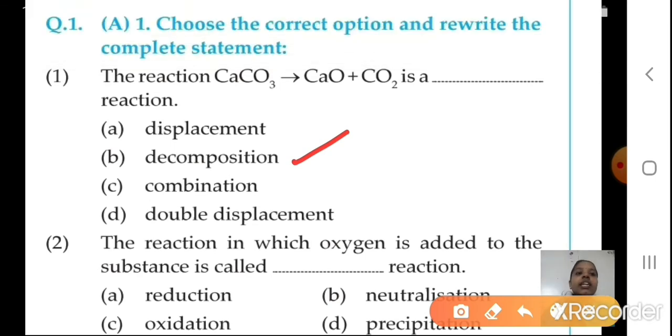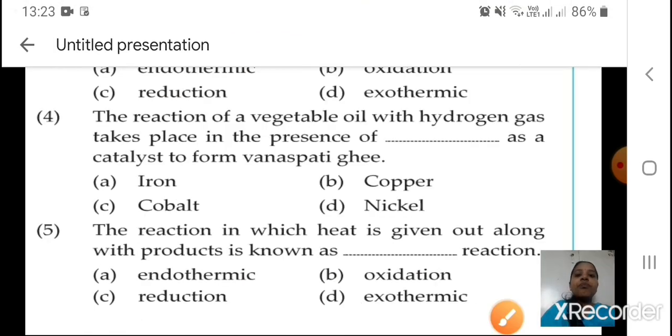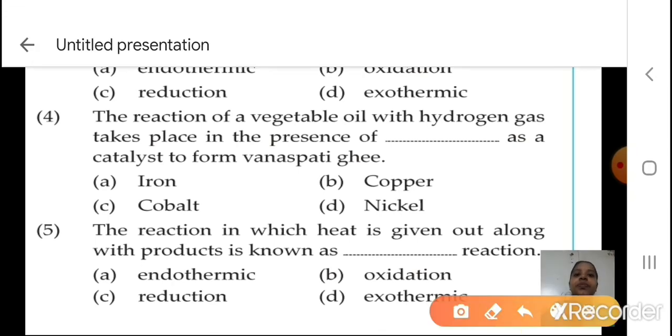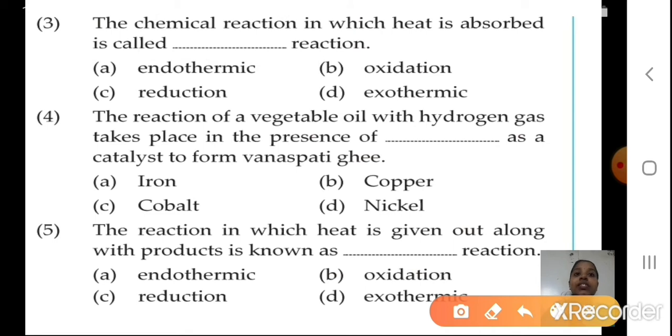Next, the reaction in which oxygen is added to the substance is called a dash reaction. Yes, when oxygen is added, it becomes the oxidation reaction. Correct, students? Now see the next one. The chemical reaction in which heat is absorbed is called a dash reaction. Tell me, heat is absorbed in the reaction, which type of reaction would it be? Absorbed means it is going to be an endothermic reaction.